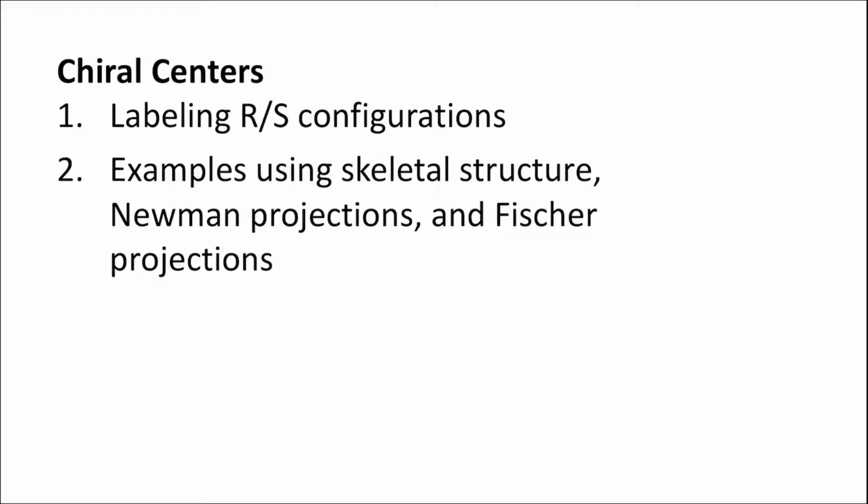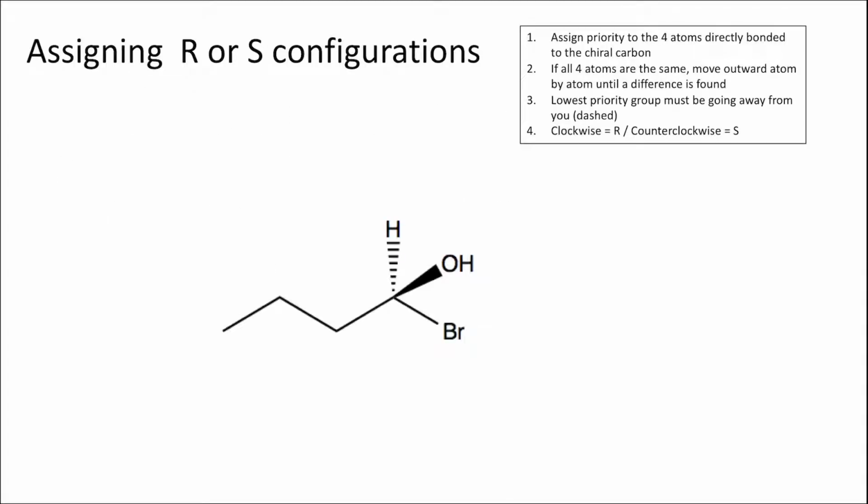A chiral center is defined as any atom bonded to 4 different substituents or groups. Once an atom has been identified as a chiral center, it may be classified as having R or S stereochemistry. Throughout this video, we will learn how to label R and S configurations by looking at skeletal structures, Newman projections, and Fischer projections. Let's take a look at the first example.